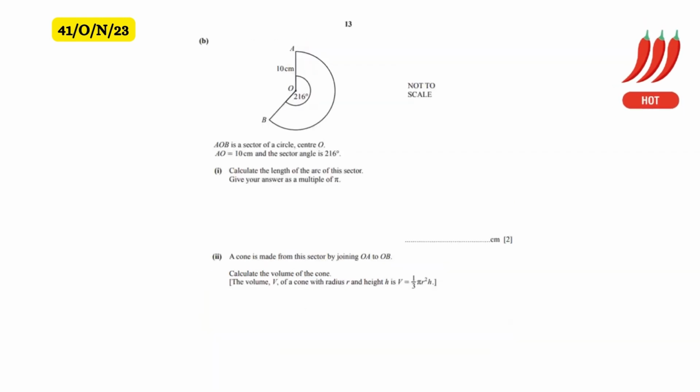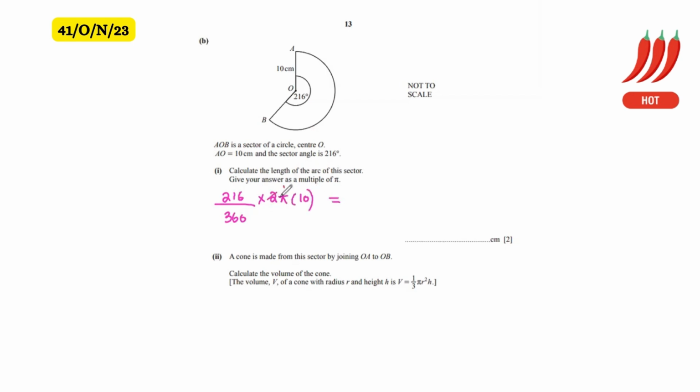Then it says AOB is a sector of a circle center O. AO is 10 centimeters and the sector angle is 216. Calculate the length of the arc of this sector, giving your answer as a multiple of pi. So the length of the arc is going to be 216 divided by 360 times 2 pi r, and r is 10.